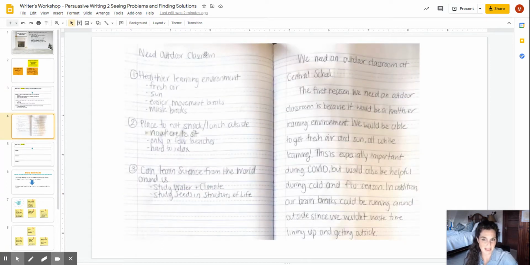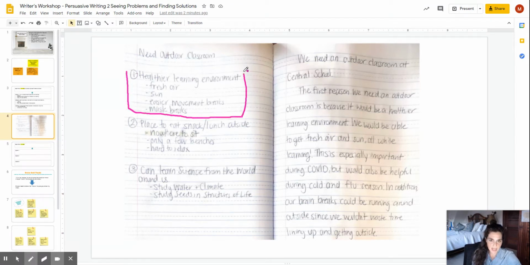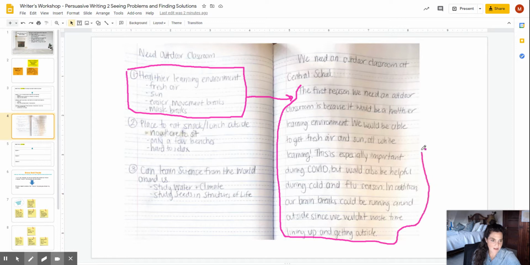So first I wrote my thesis, we need an outdoor classroom. And then I just labeled 1, 2, 3: healthier learning environment, place to eat snack and lunch outside, and we can learn science from the world around us. I wanted to show you how I took this first idea and I turned it into my first paragraph. This one idea here is this entire paragraph. It ends up taking up my whole page. My next paragraph will start on my next page. But this is just my first reason right here.